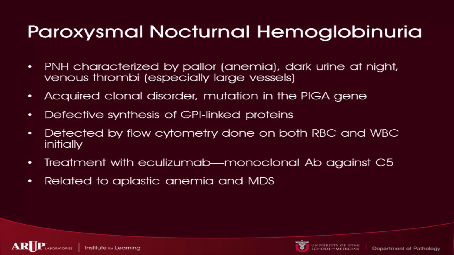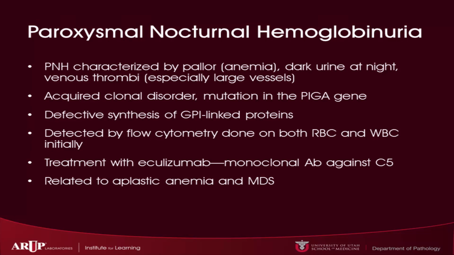Last but not the least is paroxysmal nocturnal hemoglobinuria. Although it's a rare condition, it's a very unique phenomenon. It's characterized by anemia and dark urine at night. There is a destruction of red blood cells at night, so that's where the name nocturnal comes from. It also leads to formation of venous thrombi, especially in the large blood vessels. It's an acquired clonal disorder, so it's not a hereditary or genetic cause.